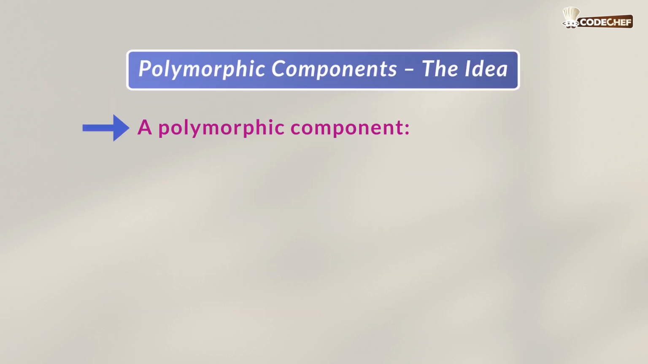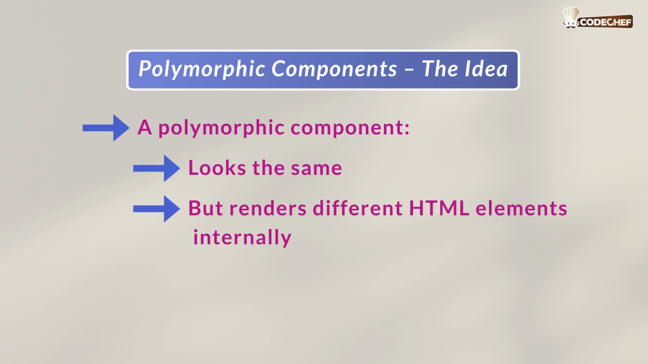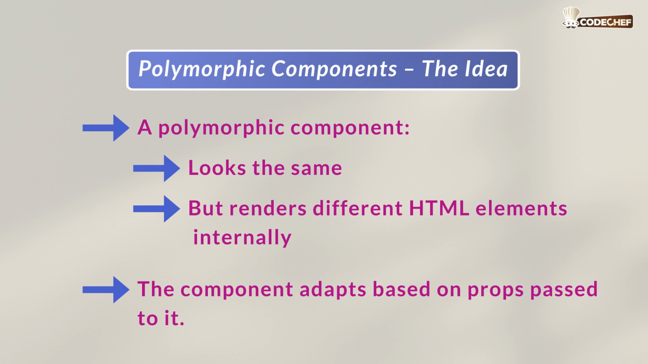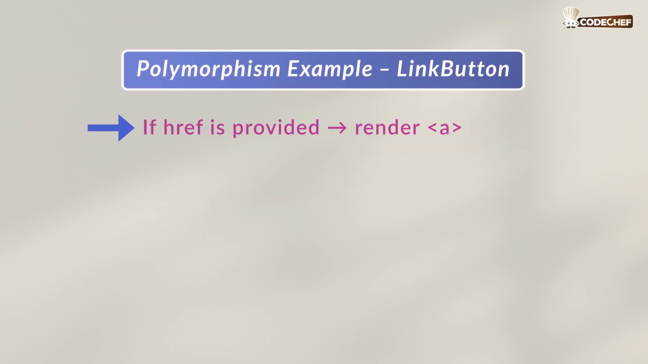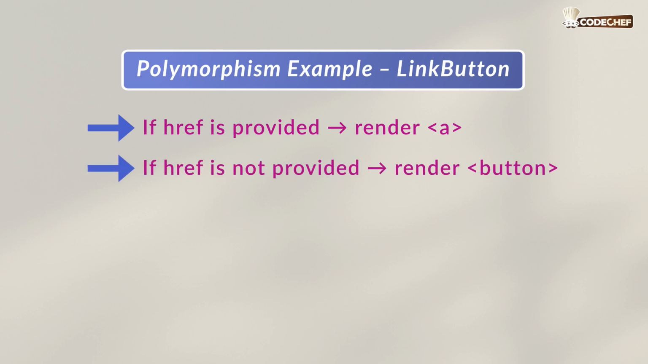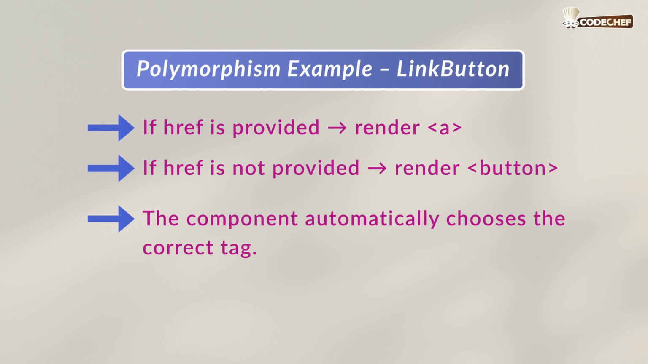A polymorphic component adapts based on how it's used. It can render different HTML elements internally. The styling stays the same, but the underlying tag changes. This makes components both flexible and reusable. In this example here, we build a smart link button component. If an href is provided, it renders an anchor tag. If no href is provided, it renders a button. The component chooses the correct tag automatically.